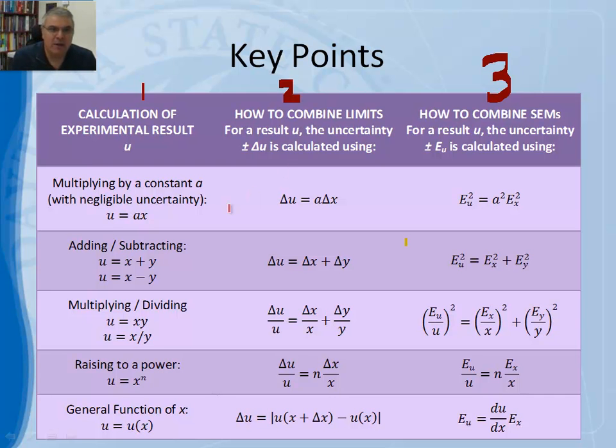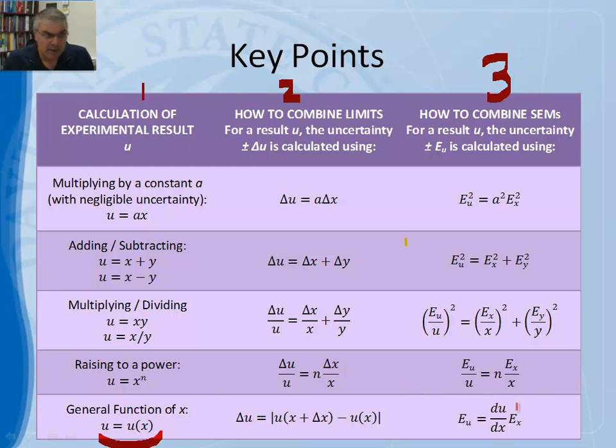So when you're multiplying a constant, again, we have an experimental result u, and the analytical form is shown as u equals a sub x. It could be shown as u equals x plus or minus y, x of y, or x divided by y, x to the power n, that's another form, or it could be a general function of x. u is u sub x. So u as a function of x.